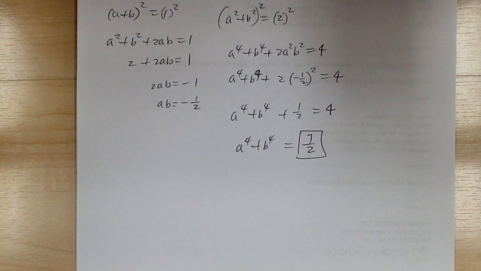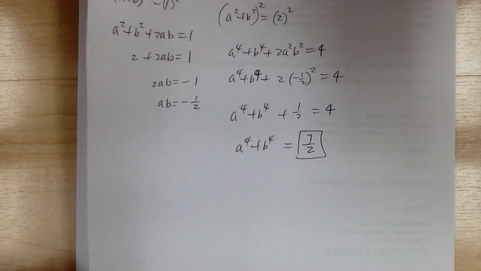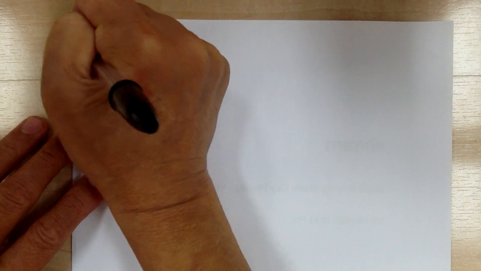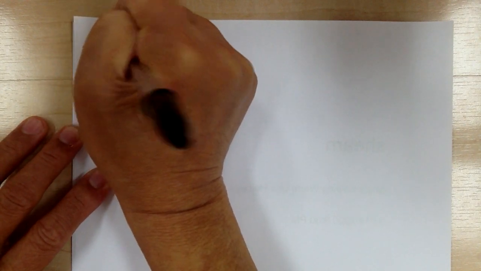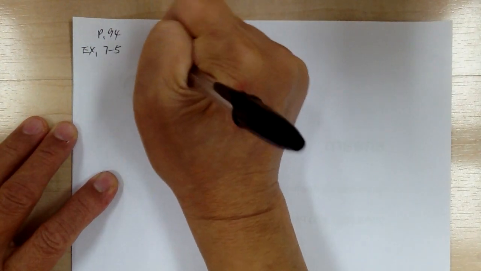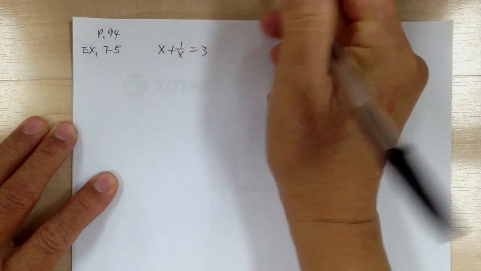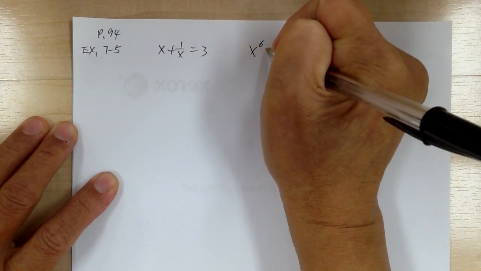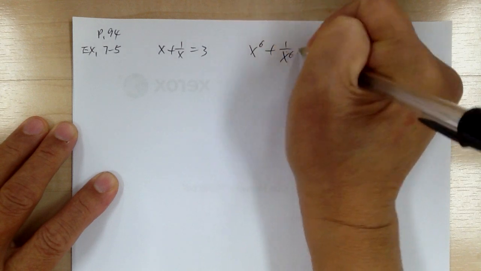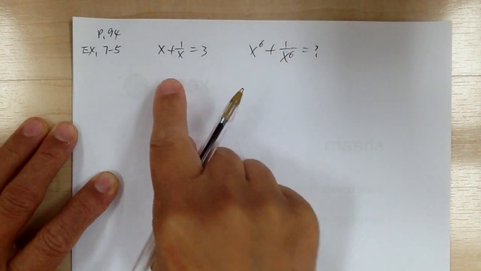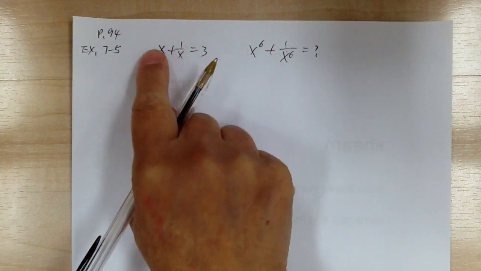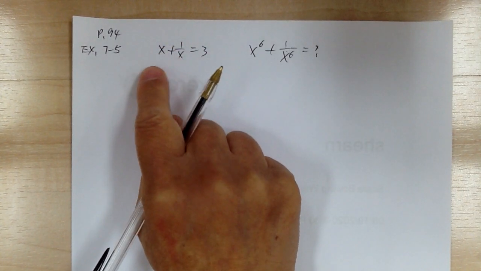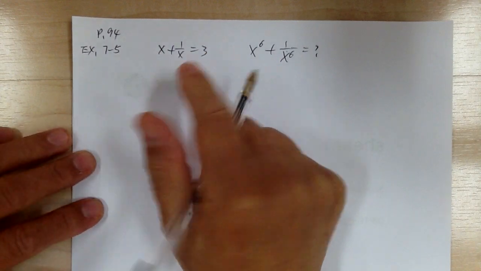Okay, let's go to example 7-5. You have x plus 1 over x equal to 3, and you're looking for x to the 6 plus 1 over x to the 6 equal to question mark. Okay, so to get from here to here, you don't want to raise to the 6th power right away. So what you want to do is square that and cube that afterward. Okay, so let's do that.